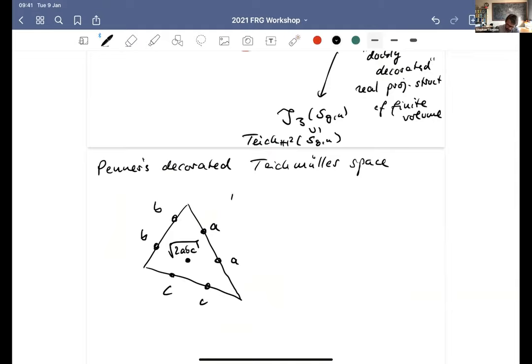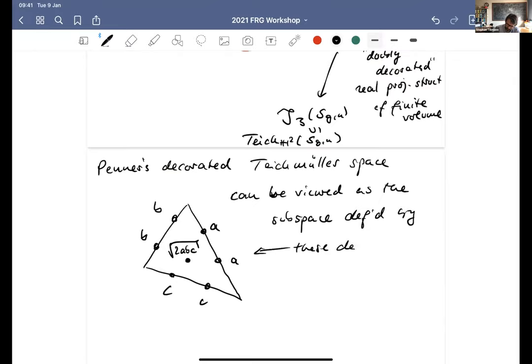So it can be viewed as the subspace defined by these decorations. Are there any questions up to this point? So then now we'll carry on.